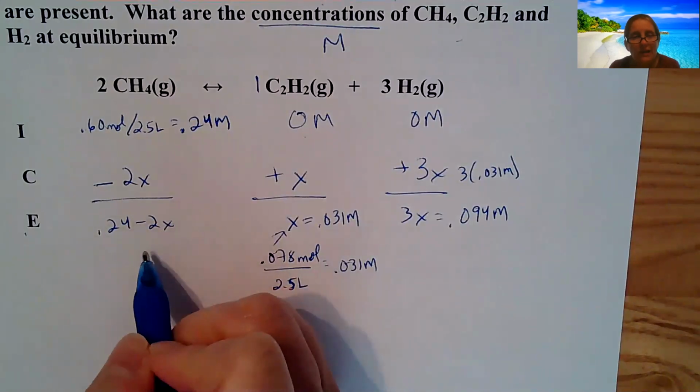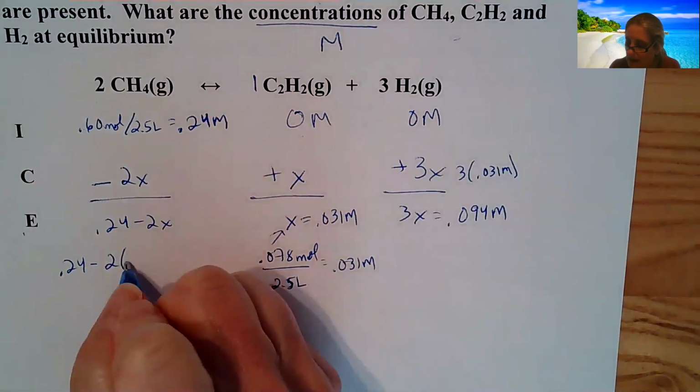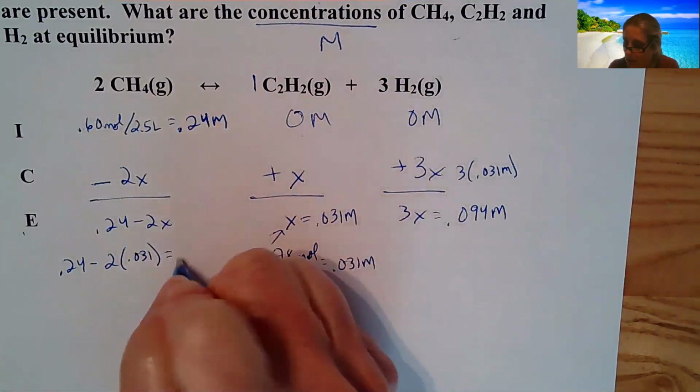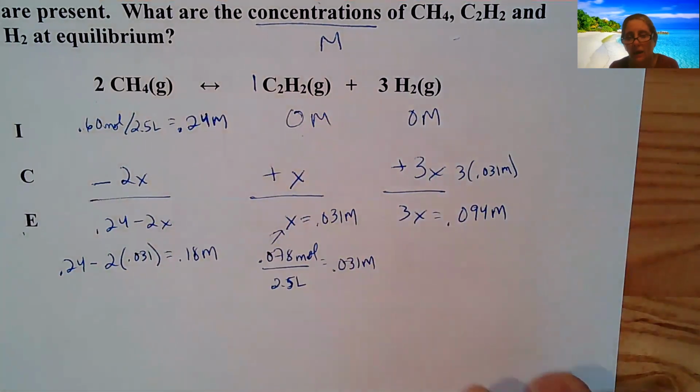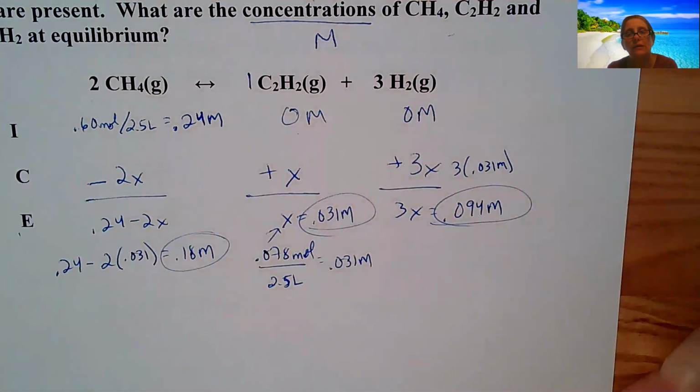And then I've got to go over here. So this is 0.24 minus 2 times, what's my X? 0.031. So that ends up being about 0.18 molarity. Okay, so this is my molarity, this is my molarity, this is my molarity.